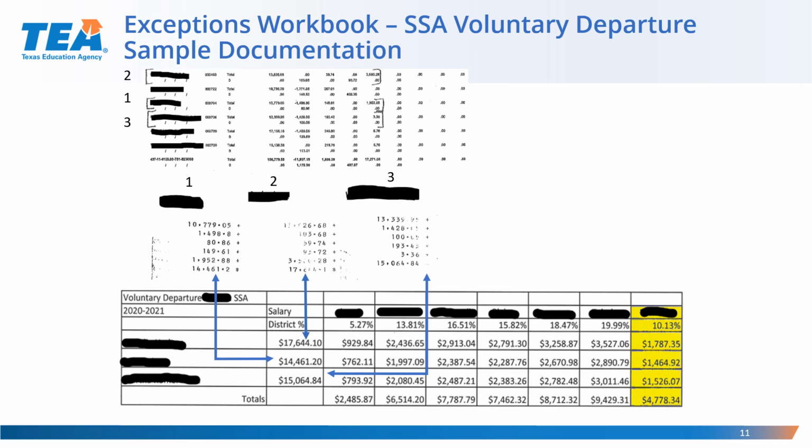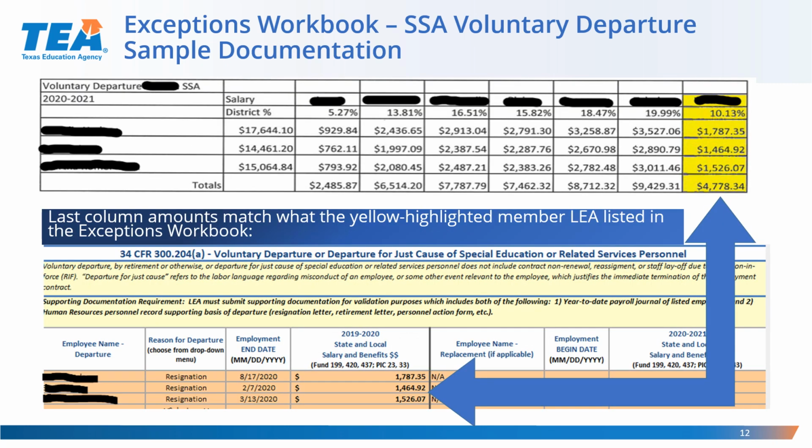For departed employee number 1, total salary amount of $14,461.20. Departed employee number 2, total salary amount of $17,644.10. And departed employee number 3, salary amount of $15,064.84. Now, how do the percentages come into play?